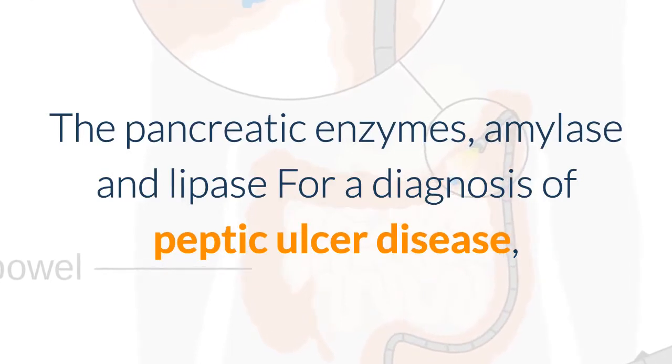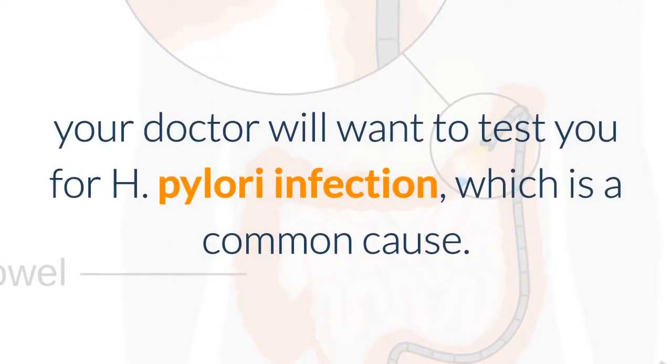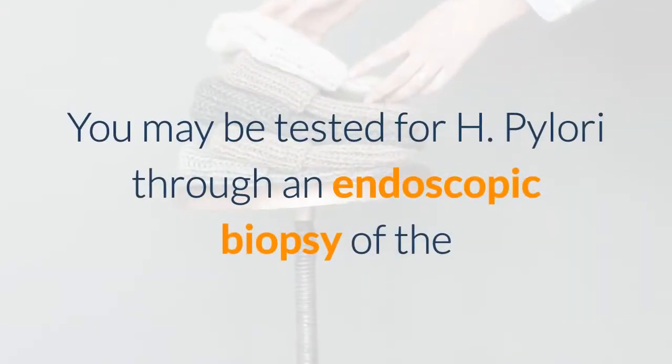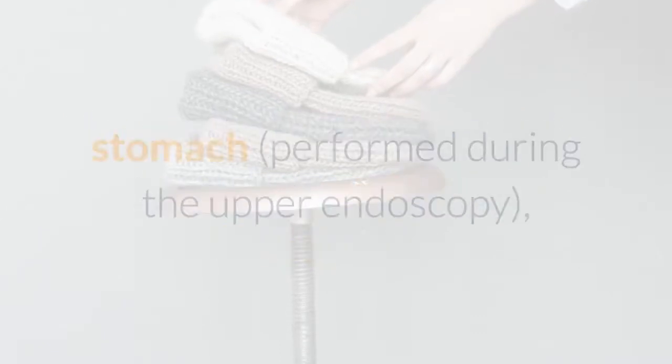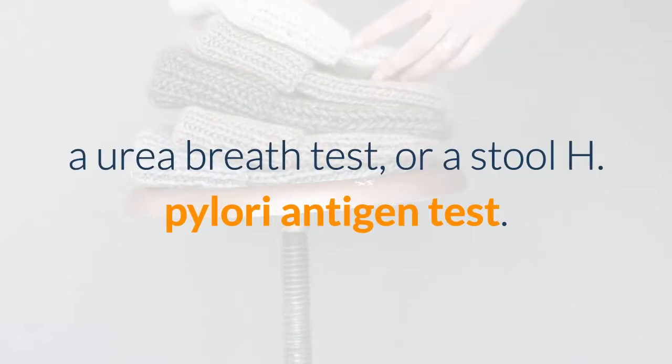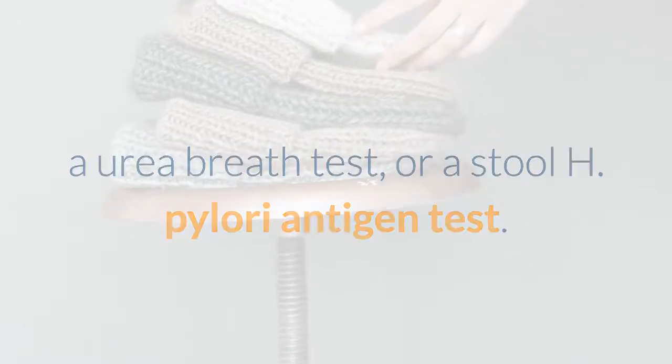For a diagnosis of peptic ulcer disease, your doctor will want to test you for H. pylori infection, which is a common cause. You may be tested for H. pylori through an endoscopic biopsy of the stomach, performed during the upper endoscopy, a urea breath test, or a stool H. pylori antigen test.